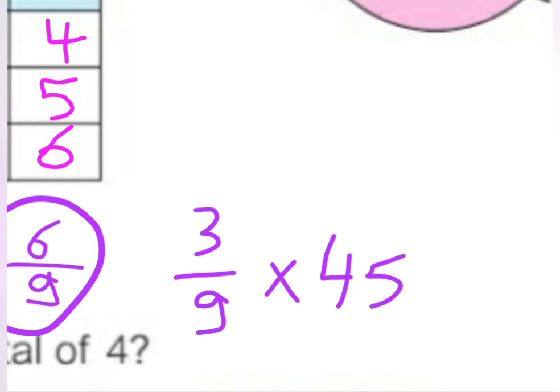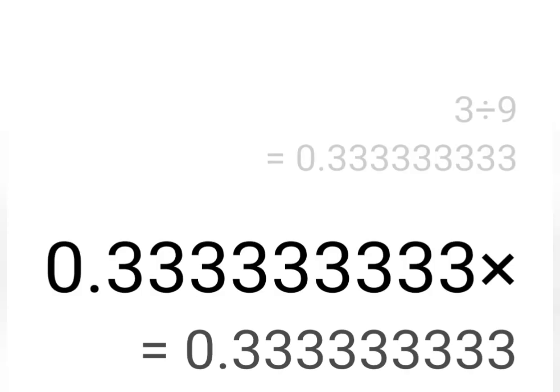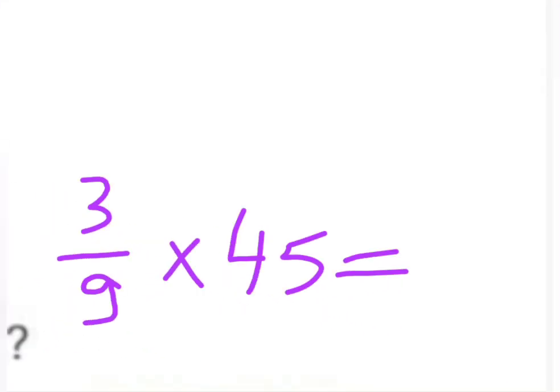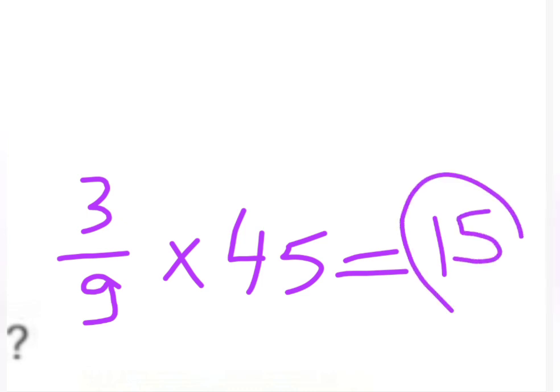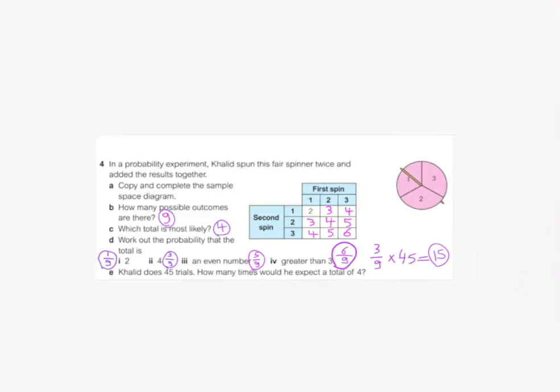To multiply 3 out of 9 by 45, we're going to use the calculator. Let's use it and then come back. So 3 divided by 9 equals, and then we multiply it by 45. And the answer is 15. Very good. Now let's go back. So the answer is 15 times that we expect 4 to happen out of 45. And this is how you answer a question like this.